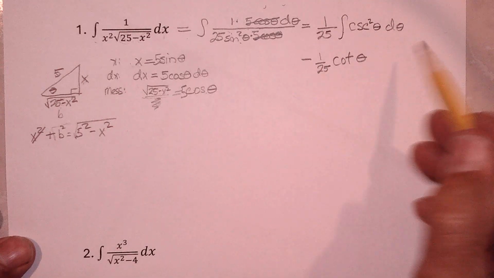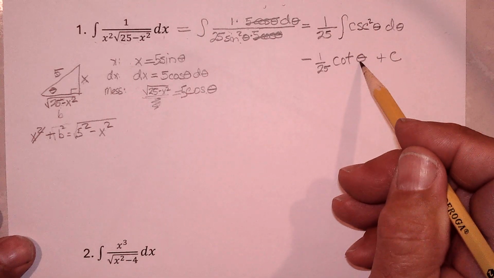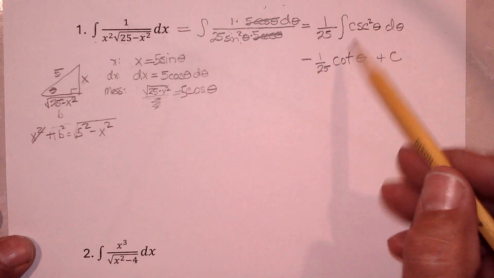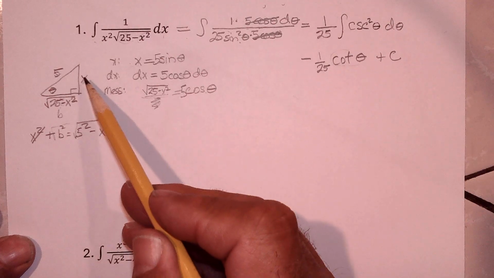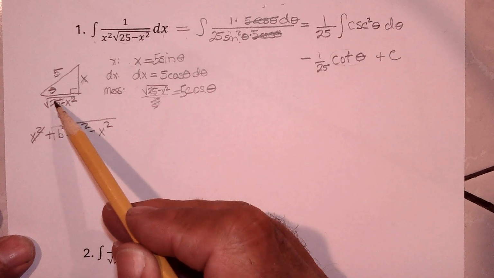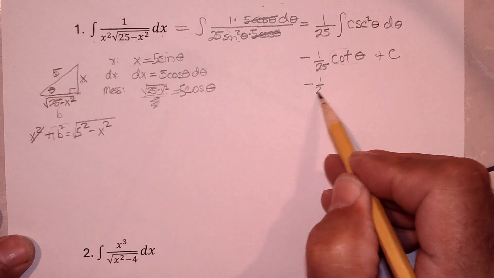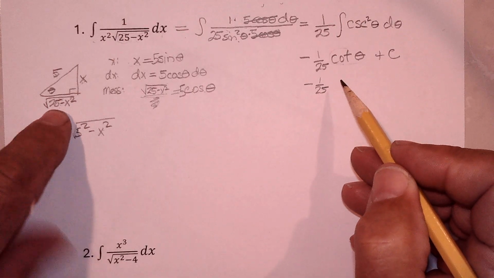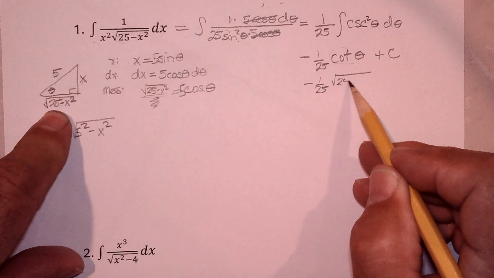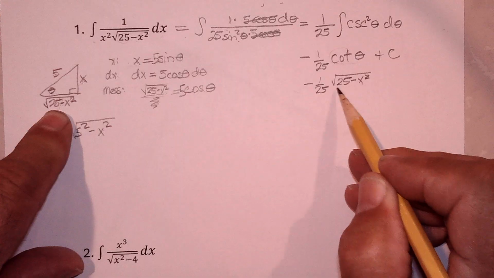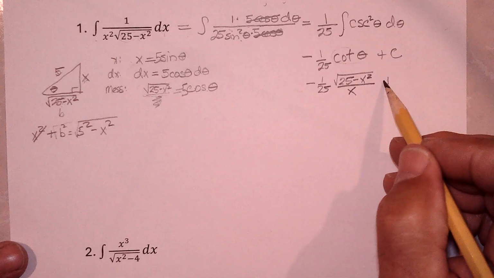cotangent theta plus c. But I made up the theta, so I need to go back to x. So cotangent is not tangent, opposite over adjacent, but adjacent over opposite. So this is negative 1 over 25 times adjacent, the square root of 25 minus x squared, over opposite, x, plus c.